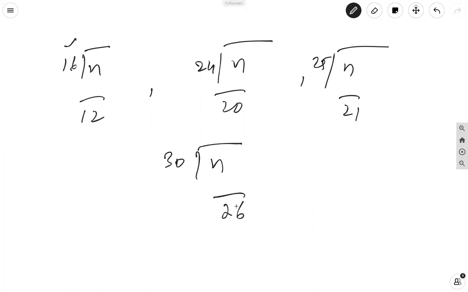I repeat the question. There is an auditorium in which students are to sit down. If all of the students are asked to sit in rows of 16 each, only 12 students are left out. Rows of 24, 20 are left out. Rows of 25, 21 are left out. And rows of 30, 26 are left out. So what is the minimum number of students in that auditorium? Indirectly, what is the minimum value of n? From this, just solve for the minimum value of n. Try to solve this question.